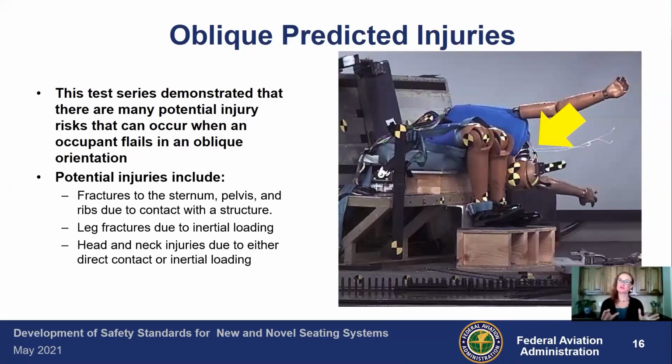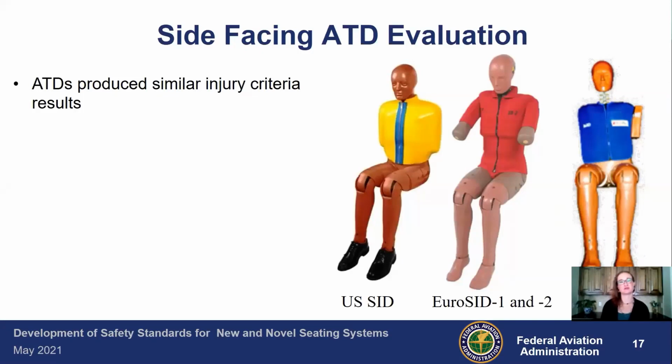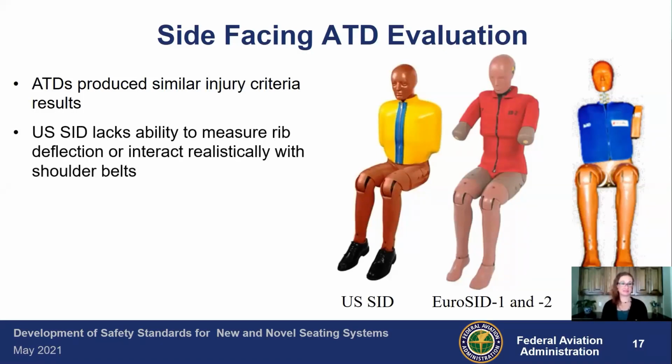So now that we know what kind of injuries we think we might see, we needed to find what test dummies would be best to be used in these new seating configurations. So for the side facing, there were 3 different test dummies that were already being used by automotive. And that was the SID or side impact dummy, the EuroSID, and the BioSID. And while all 3 test dummies produced similar injury criteria results, we saw that the US SID kind of lacked the ability. Not only can he not measure the rib deflection, we really didn't see that he interacted with the shoulder belts the way that we wanted him to.